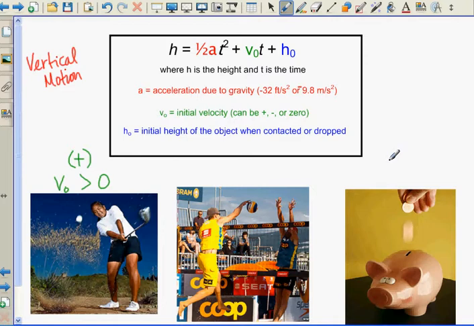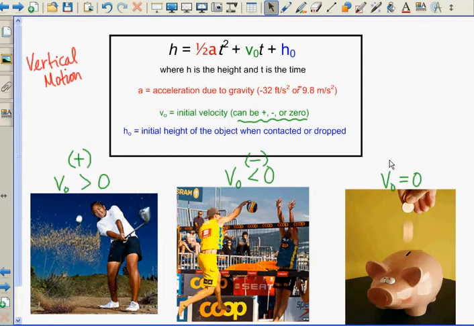Whereas in the second example with a volleyball player who's hitting the ball, trying to hit it around the block there, his initial velocity is actually negative because he's trying to hit the ball downward. So he's a negative velocity. And then this last example where we're dropping the penny, we're not throwing it up, we're not pushing it down, we're just letting go. And that means our initial velocity is 0. We're not giving it anything. So that's why I said that the initial velocity can be positive, negative, or 0. So we'll have to be careful about that when we write our equations in these vertical motion problems.